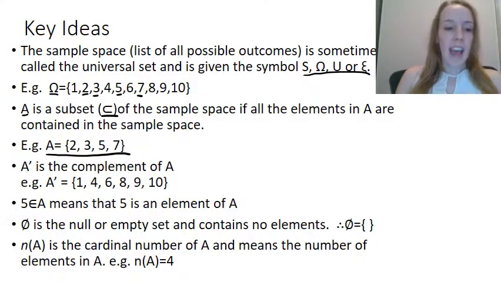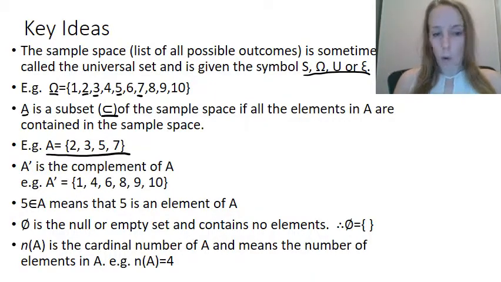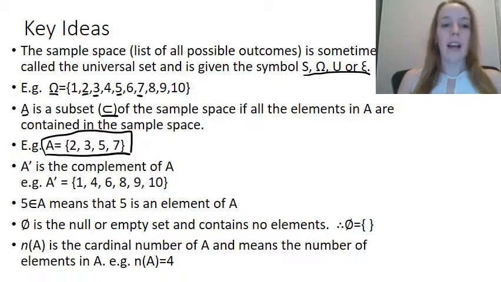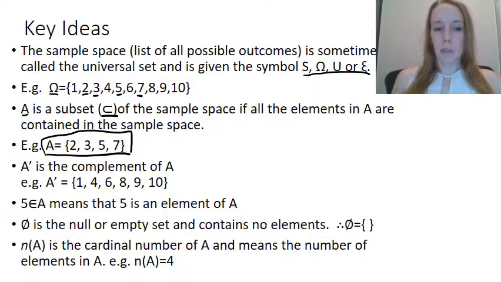So A dash is the complement of A. As we know, that's all the complementary events of A, so everything but A. For instance, the complement of A would be 1, 4, 6, 8, 9, and 10, because they are all the numbers in our sample space that aren't contained within A, our subset of the sample space.